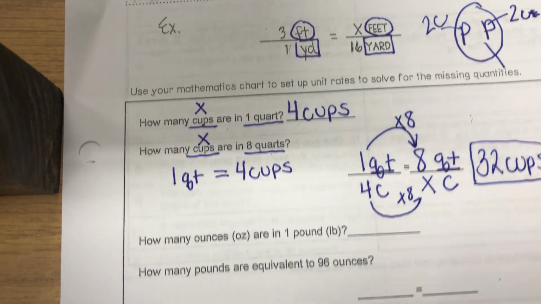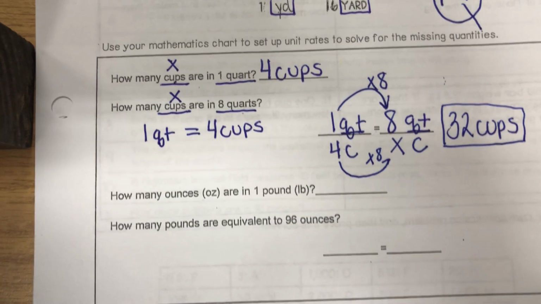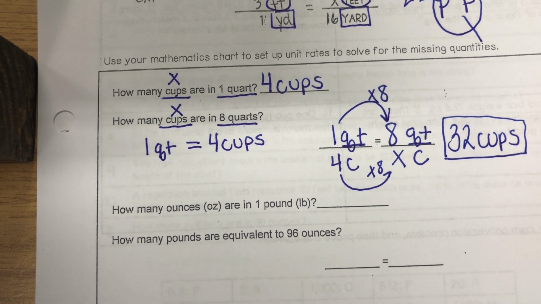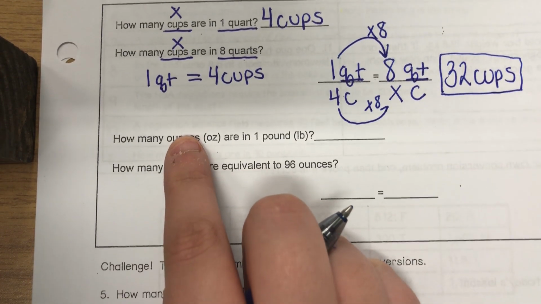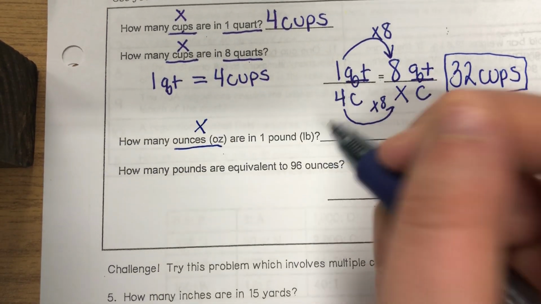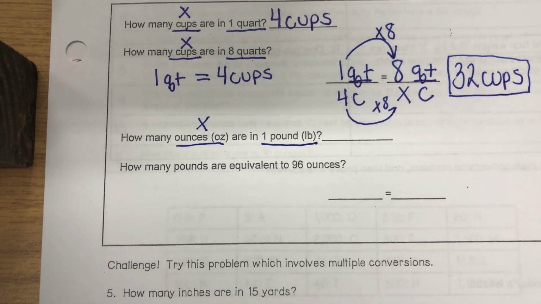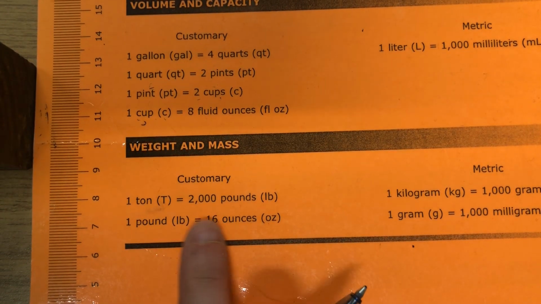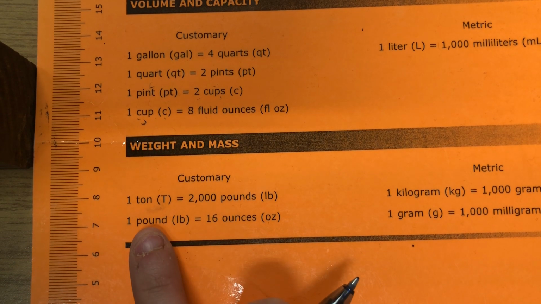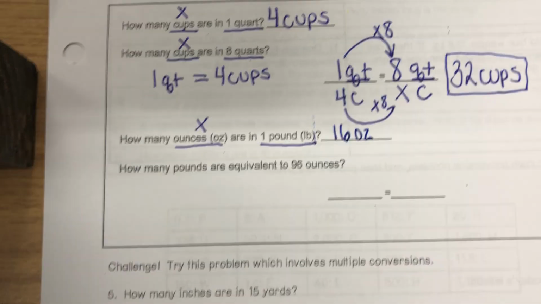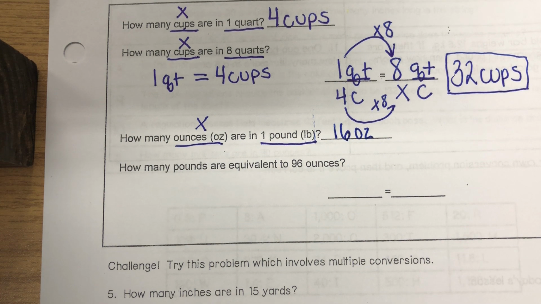All right, so you can pause the video if you need to copy stuff down, if you got a little behind. So we're going to pause for a second and go on to the next one. It says how many ounces, so X, are in 1 pound. Let's look at our chart. Oh, I see it. 1 pound equals 16 ounces. So I already know that. 1 pound is 16 ounces. That's what I know for sure.